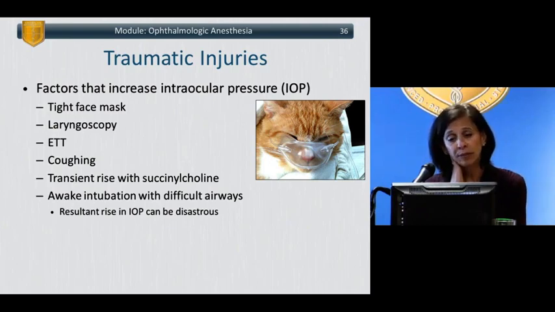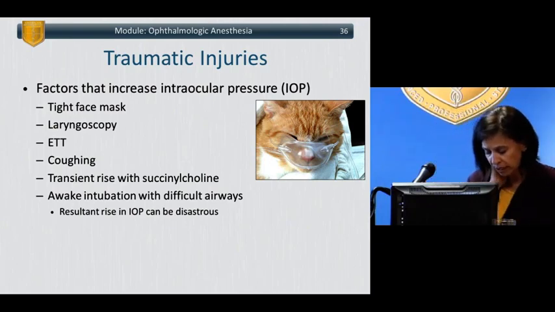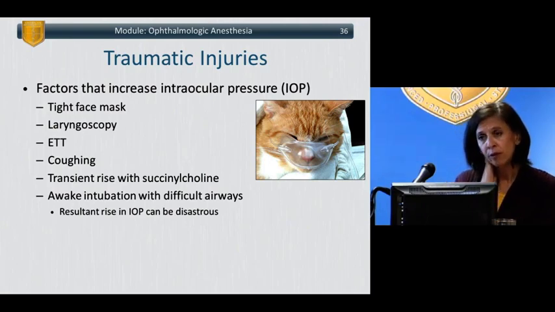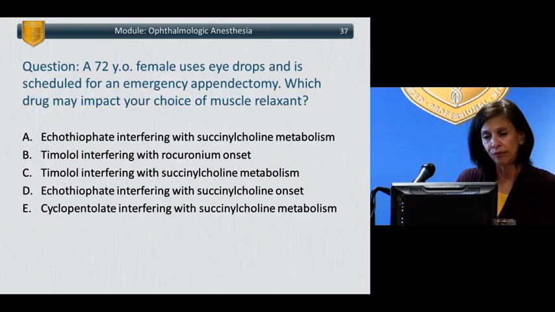Again, an awake intubation may seem like the answer, but be careful because it can be very, very stimulating. So if you are going to use it because the patient truly has a difficult airway or a risk for aspiration, you want to make sure you do very good topicalization and use some anxiolytic medications to make sure that there's not a severe rise in intraocular pressure.